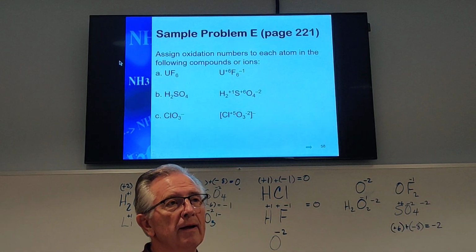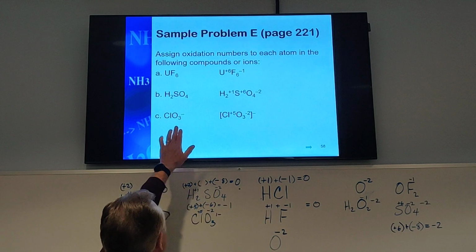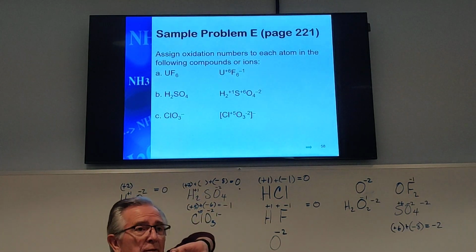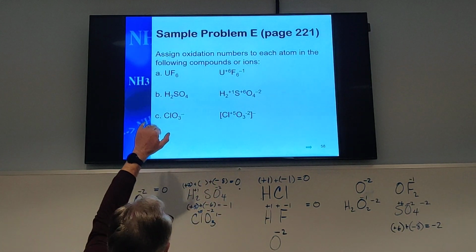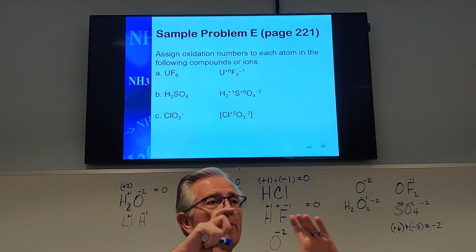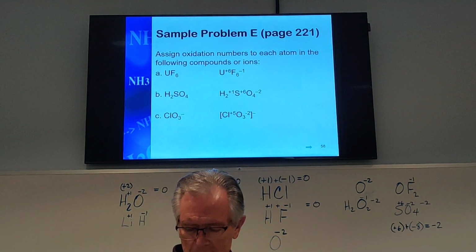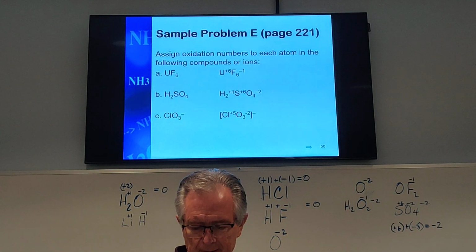How can you tell if it's a polyatomic ion? Because up here they put a negative after it. Oh, okay. On the top 2 they didn't, so we knew it was a whole molecule, had to add up to 0. But if they put a charge at the end of it, that means that's what it has to add up to. Okay, good question.